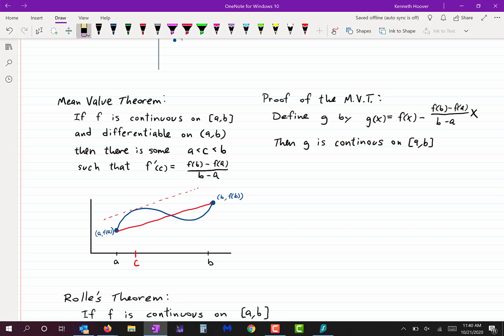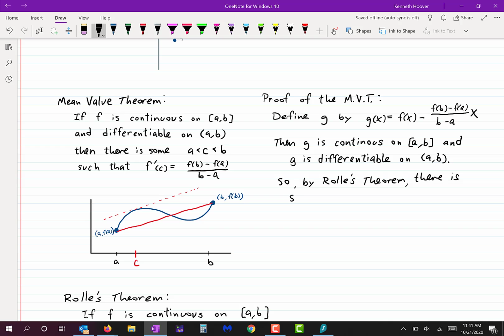That looks like a 9. Let me fix that. A. Okay, and because f is differentiable on the open interval from a to b, then g is differentiable on the open interval from a to b. Which means, by Rolle's theorem, there is some c.